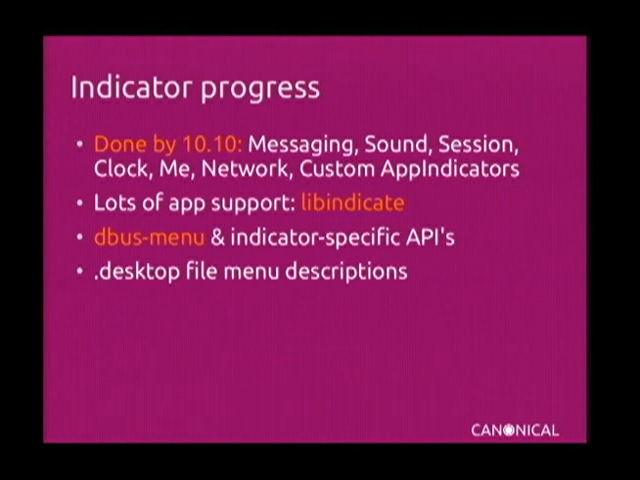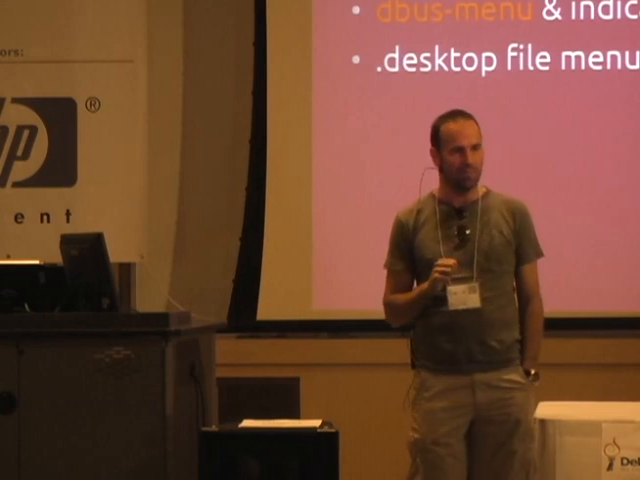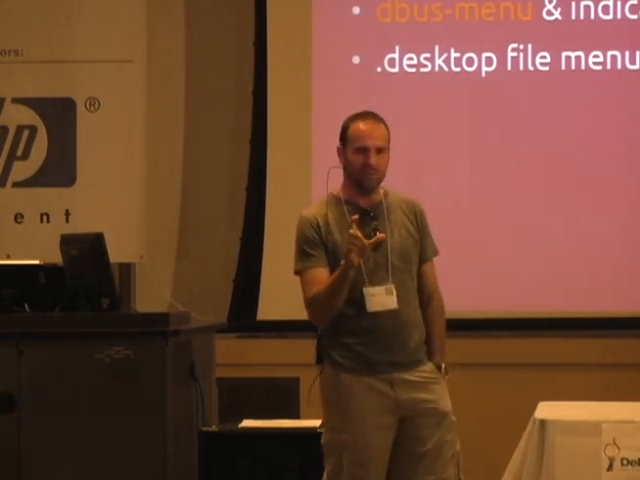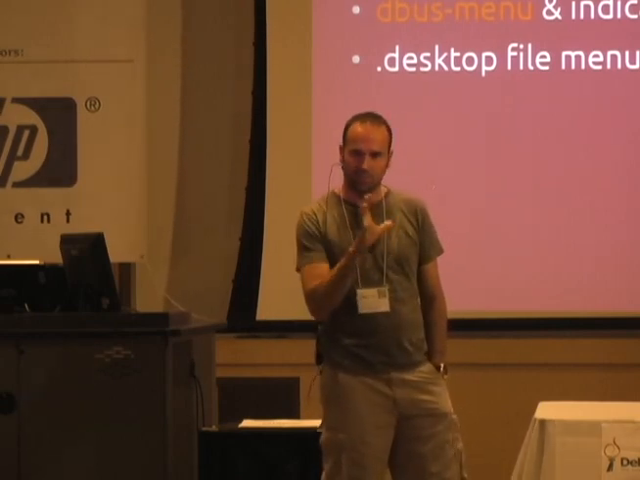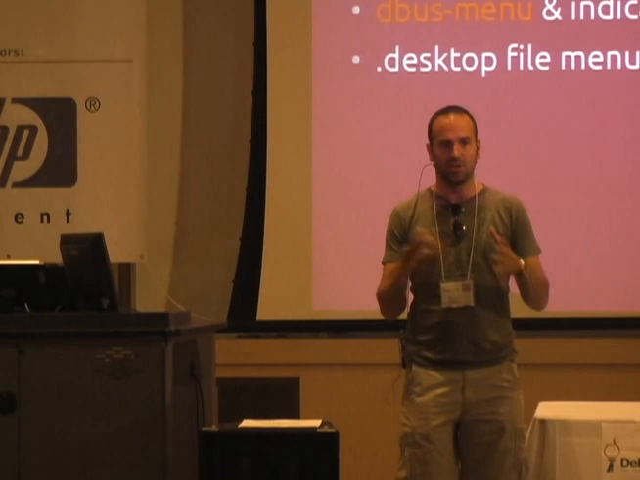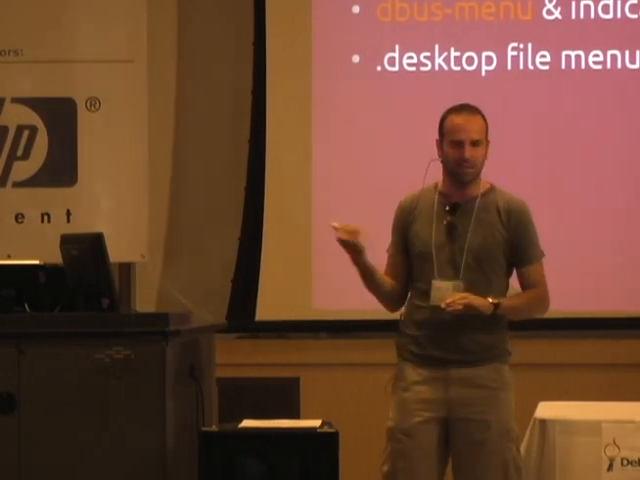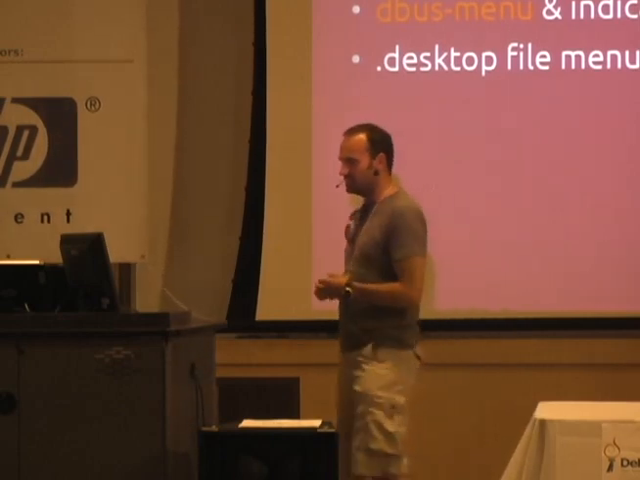So by the end of 10.10, we should have the messaging menu, sound, session, clock, and the me menu, which is kind of a presence menu that you manage your presence on multiple different network services. For the network menu, we hope to replace Network Manager with Connection Manager. Connection Manager is the joint Intel-Nokia effort. It's a very nice back end. The separation between front end and back end is very clean. It has various other things to recommend it, but there's no GNOME interface for it that we could use. So we're building a new UI onto Conman on the back end, and that's going steadily.